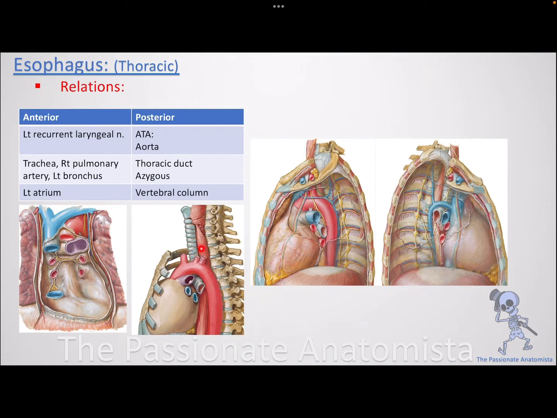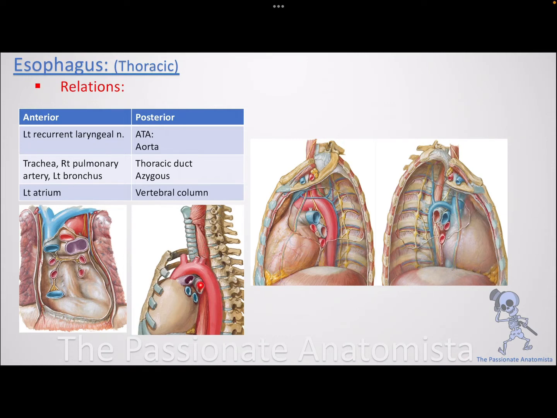So what would be that? In front of the esophagus, you have the trachea, the left recurrent laryngeal nerve looping around the arch of aorta. You have stuff related to the lung, which is basically your right pulmonary artery, and the left main bronchus. So the left main bronchus is related anteriorly to the esophagus.